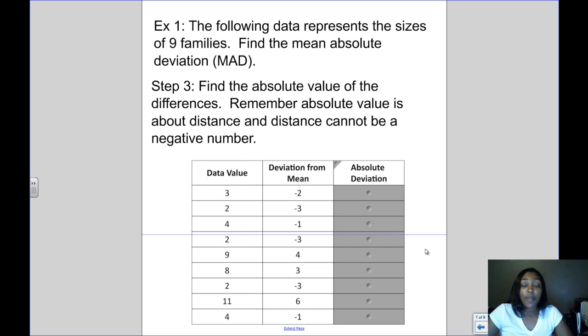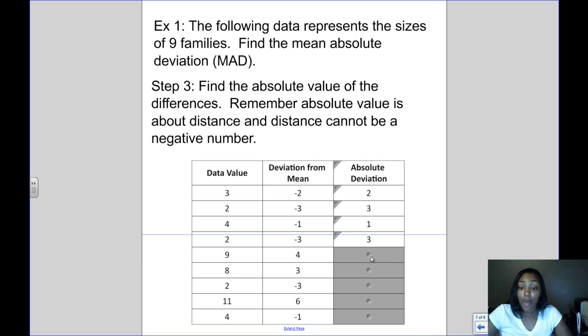So then the third step is to find the absolute value of the differences. Remember, absolute value is about distance, and distance cannot be a negative number. So the question is, what is the distance negative 2 is from 0? So the absolute value would be 2. And then the absolute value of negative 3 is positive 3. The absolute value of negative 1 is positive 1. The absolute value of negative 3 is positive 3.